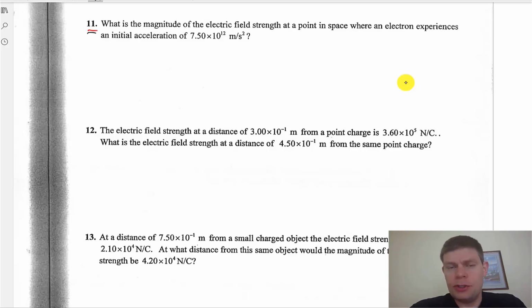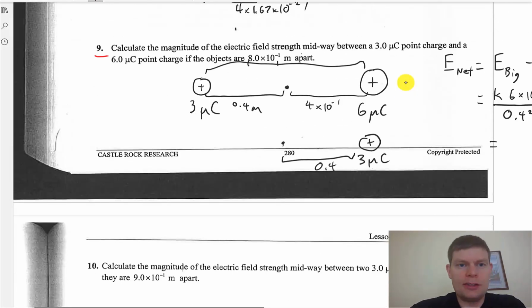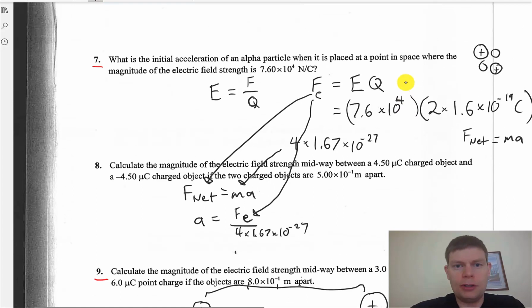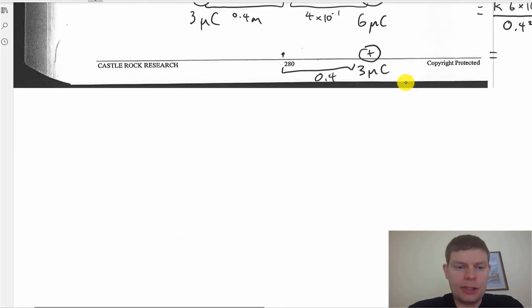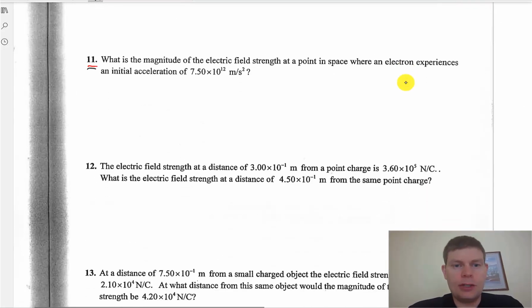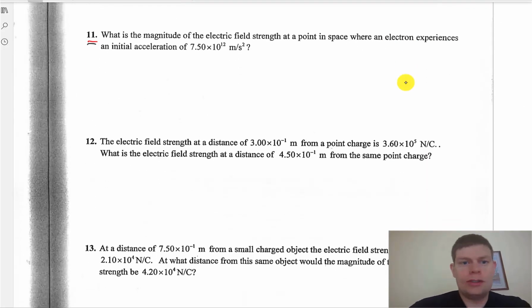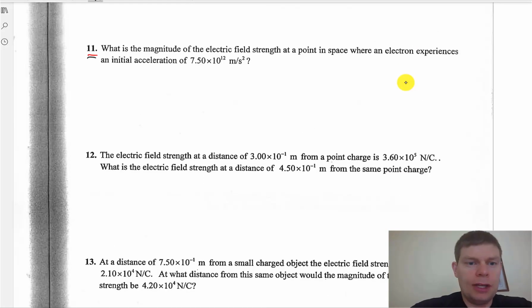First thing we should probably do, it's basically the same kind of idea as the alpha particle one we did, except in reverse. Right now we've got the acceleration, and we're interested in the electric field strength, so we're going to use the acceleration to figure out the net force on the electron, and then plug it into this formula, and then solve for electric field strength. So same thing in reverse. Let's give it a go. So F net just equals m times a.